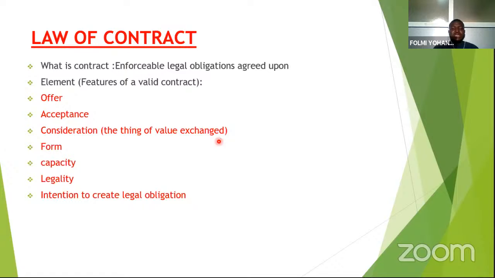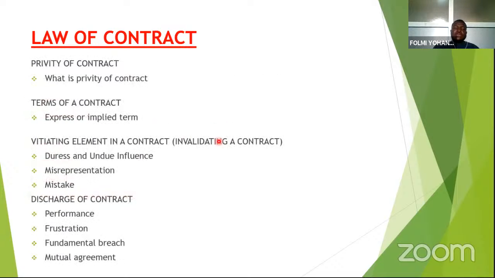I love to use this example of a prostitute. A prostitute cannot approach the court and say she wants to enforce payment if somebody refuses to pay her, because ab initio the contract is illegal, so it cannot be enforced. And parties must have shown willingness to contract, that is, intention to create legal obligation between them and the other parties.